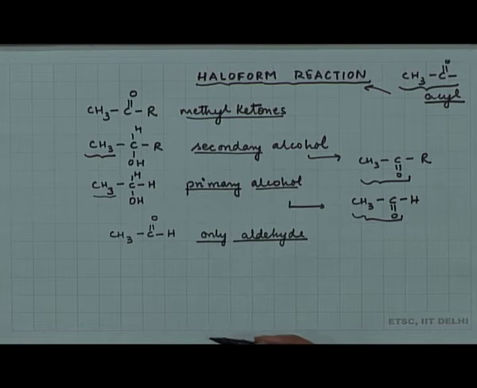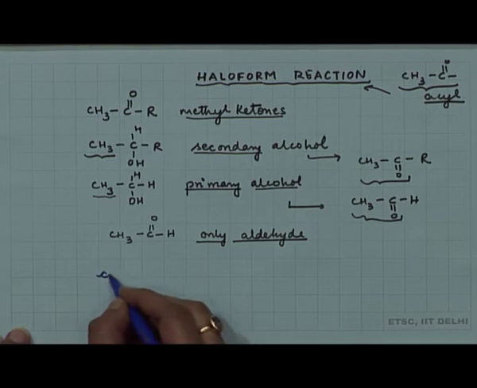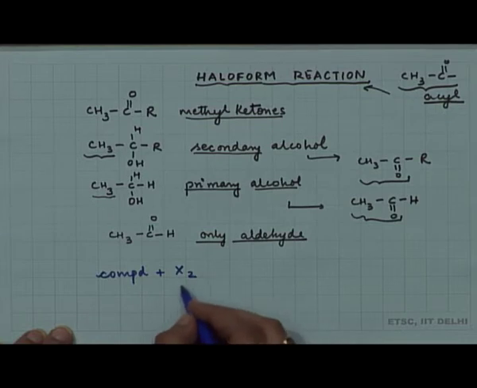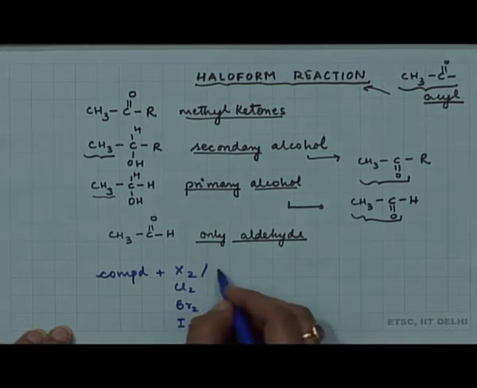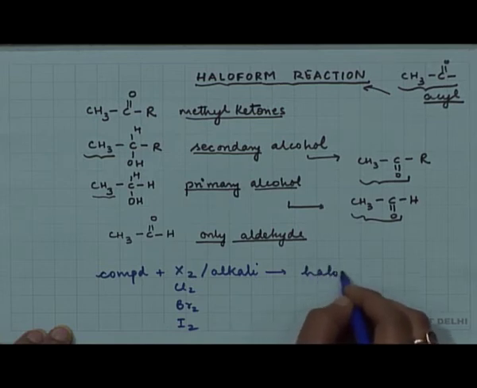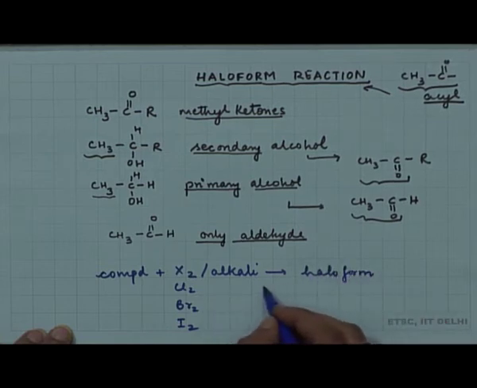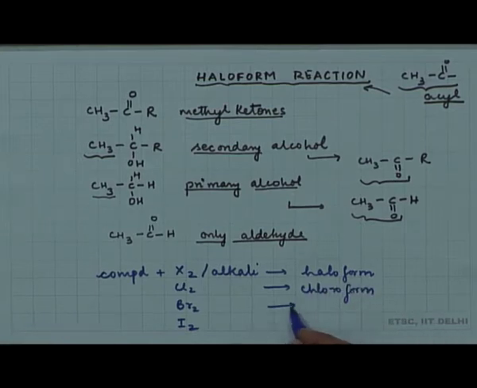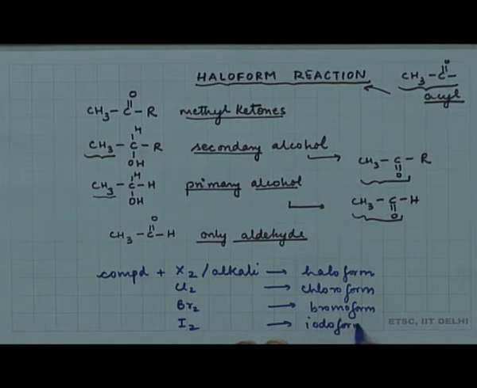So, what is this reaction and why are we so specific about these substrates? In the haloform reaction, you take the compound and treat it with the halogen. This halogen could be chlorine, bromine or iodine. This is done in the presence of an alkali, and what you get is the corresponding haloform. When you use chlorine, the product is chloroform. When you take bromine, you get the corresponding bromoform. If you take iodine, you get the corresponding iodoform.